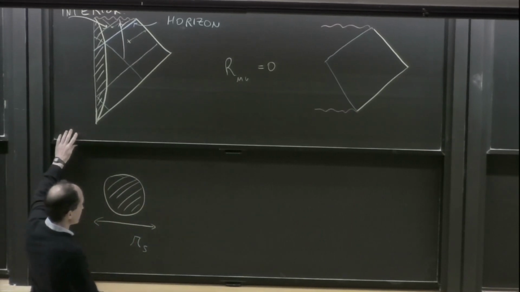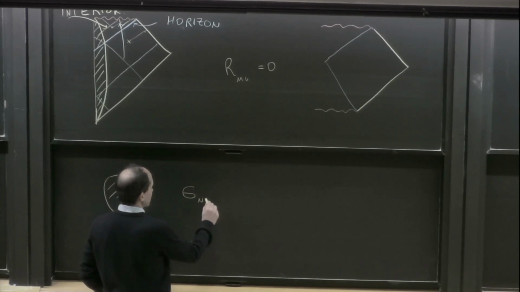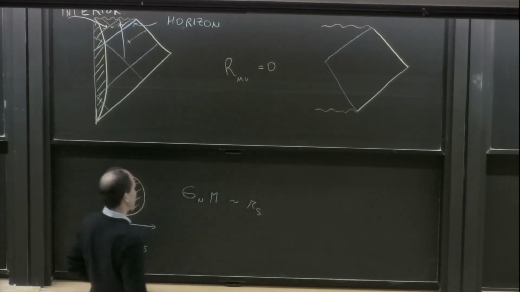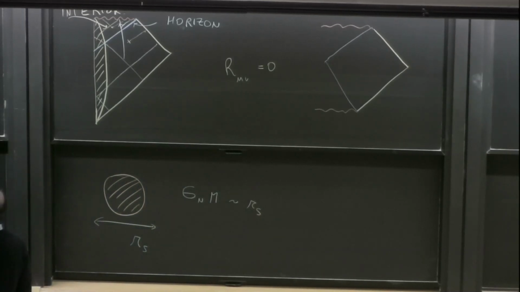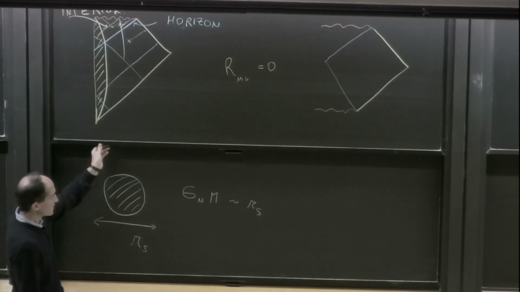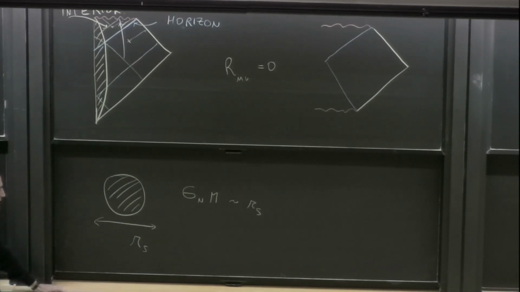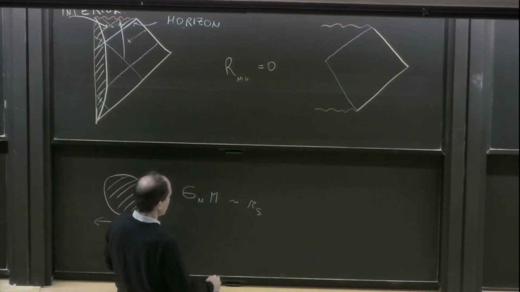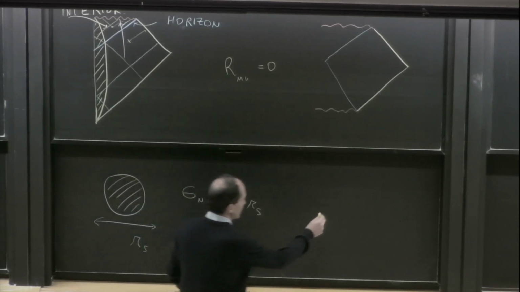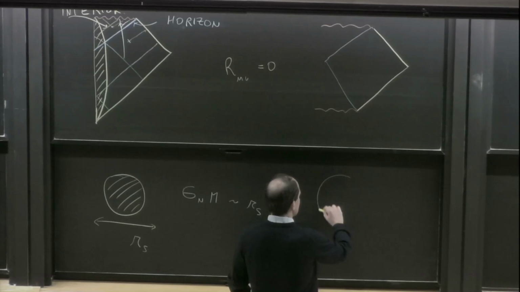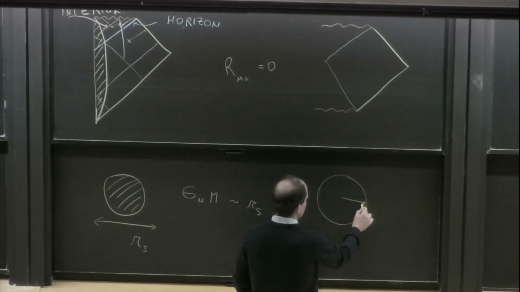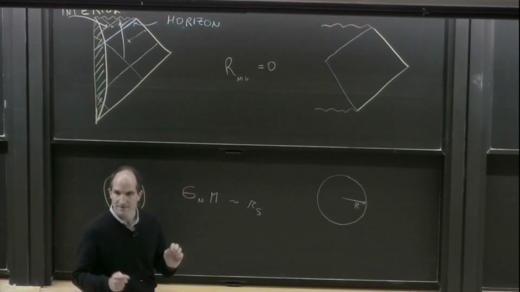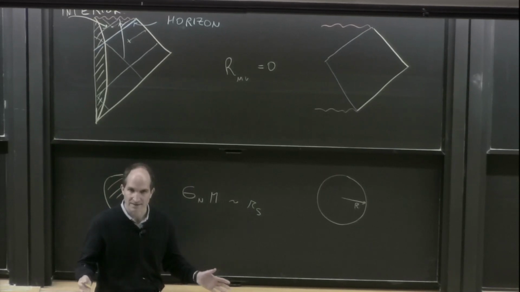There is a connection between the mass and the size. G Newton times the mass is proportional to the size, there are some factors of 2 that I'm not writing, and there are factors of the speed of light, which I'm setting to 1. The black hole will form if you put an amount of mass in a region. Suppose you start with a certain mass, and you put it within some size r, which is smaller than the left-hand side. Then that will collapse into a black hole, and from the outside you will have a black hole.